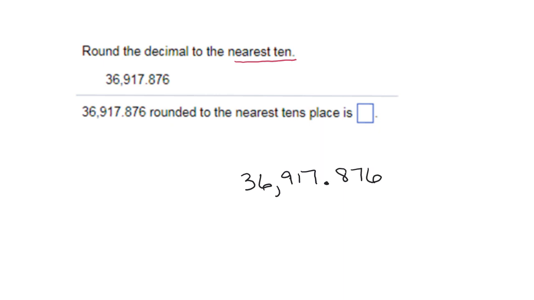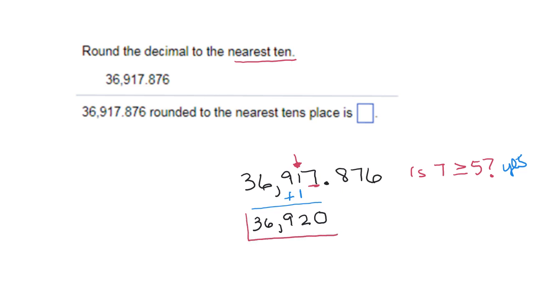We are looking for the tens position. The 1 is in the tens position here, which means we need to look to the right of the 1 and ask ourselves, is 7 greater than or equal to 5? The answer is yes. Since it is a yes, we are going to add a 1 to that tens position. We'll write from left to right. So this becomes a 3, 6, 9, and then in the tens position I have 1 plus 1, which makes it a 2. Remember, any number after that rounded position becomes a 0. There's no sense for us to put a decimal with 3 zeros behind it, so we leave it as is. So this value here is the rounded value that I would place here: 36,920 is rounded to the nearest tens.